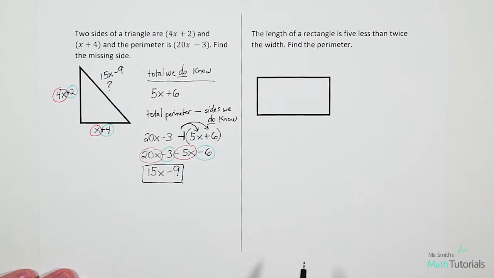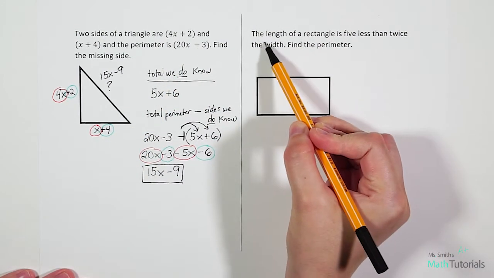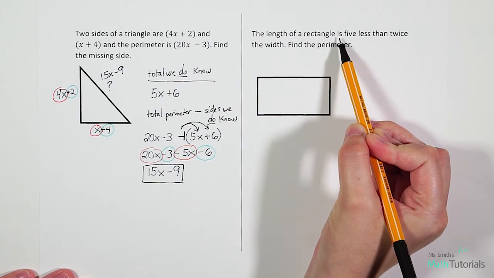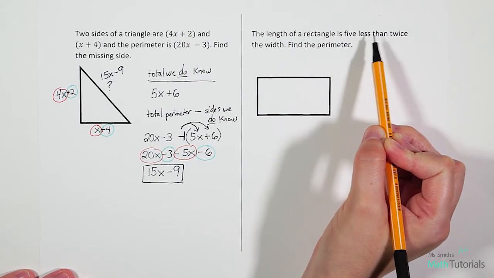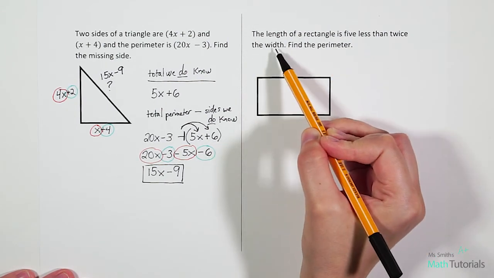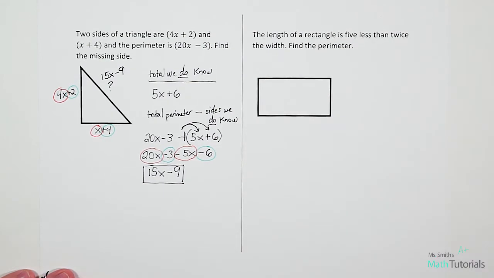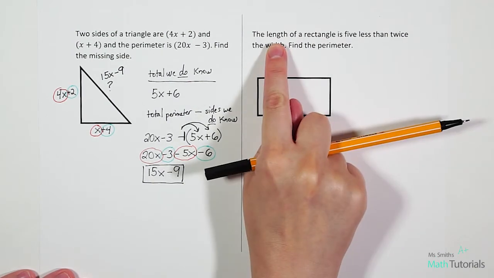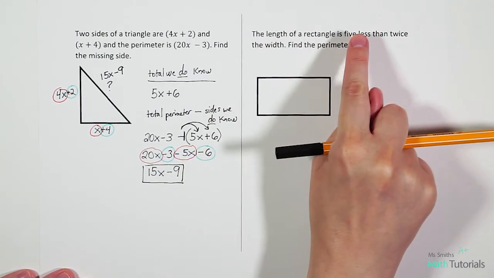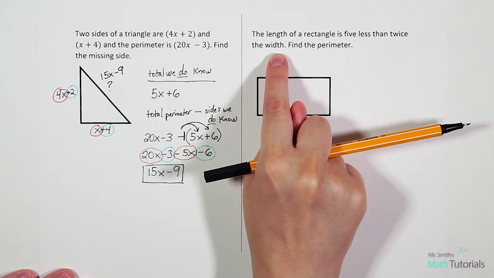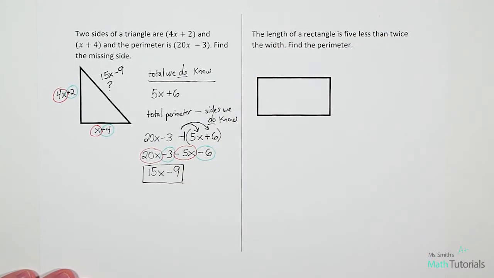Let's look at another example. The length of a rectangle is 5 less than twice the width. Find the perimeter. What side between the length and the width do we know nothing about? It told us a lot about the length. It says the length is 5 less than twice the width. But I know nothing about the actual width.